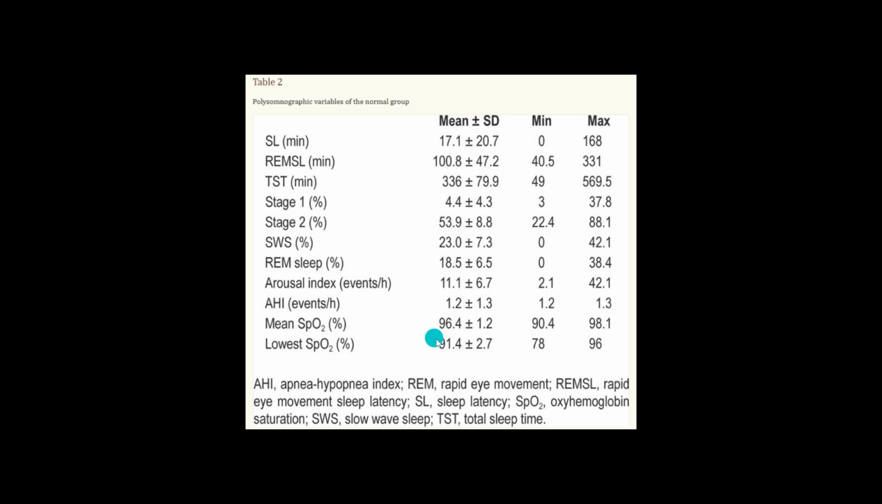The mean or average oxygen was 96.4, with the max at 98 and the minimum at 90. The lowest oxygen saturation level was 91. The average lowest oxygen level was 91.4, where the maximum of the lowest was 96 and the lowest of the lowest was 78.